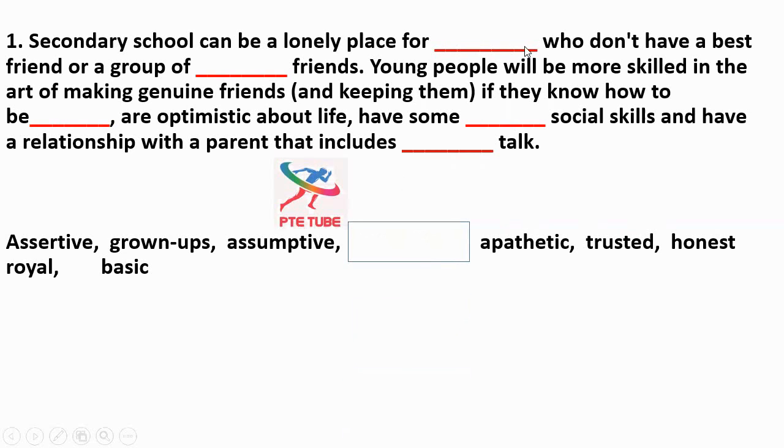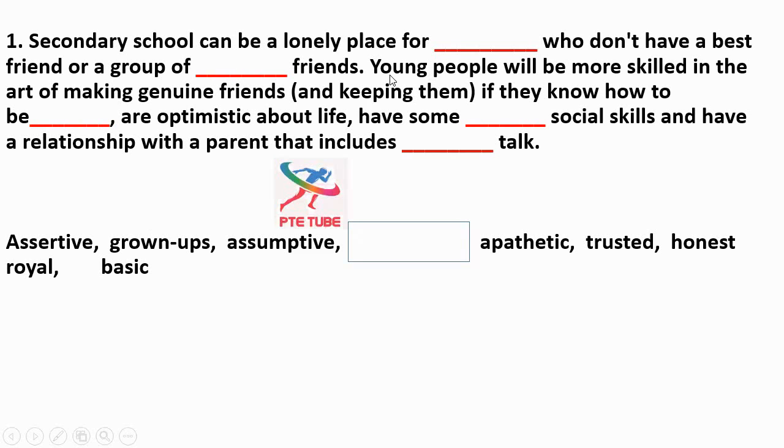Then, who do not have a best friend or a group of friends. You will have to pay attention to the word or: who do not have a best friend or a group of friends, plural, and this is a noun, and before a noun there is a description of what kind of friends we have. So I need a word which describes the kind of friends. Assertive friends, grown-up friends, assumptive friends, apathetic friends, trusted friends, honest friends. All this holds good here. There are many options which can fit in the second blank, so we'll not finalize things in such scenarios.